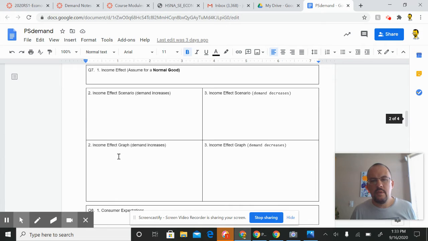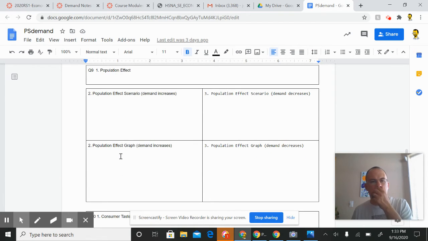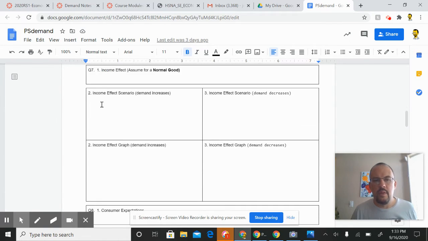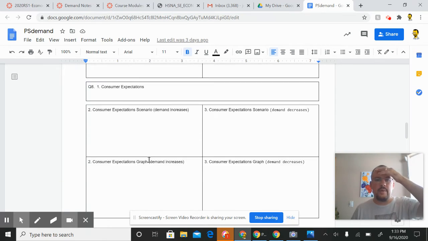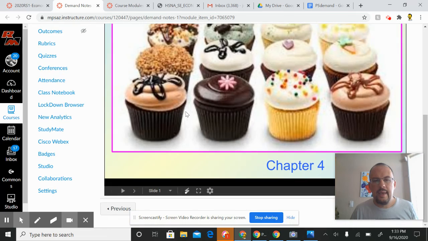Now, one of the things that you'll do in this one, which I'm going to do one with you real quick, is for these, read the instructions first of all. I have them up here, and one thing you want to look at is like number 2 income effect matches number 2 income effect demand increases. Notice how it's scenario demand increases and then graph demand increases. So anyway, let's do population effect together. So for population effect, I'll look at the notes that I have.